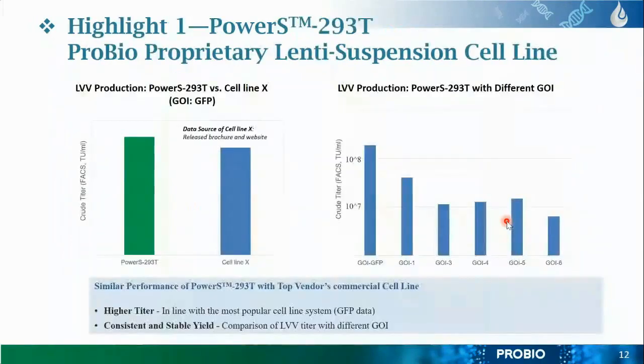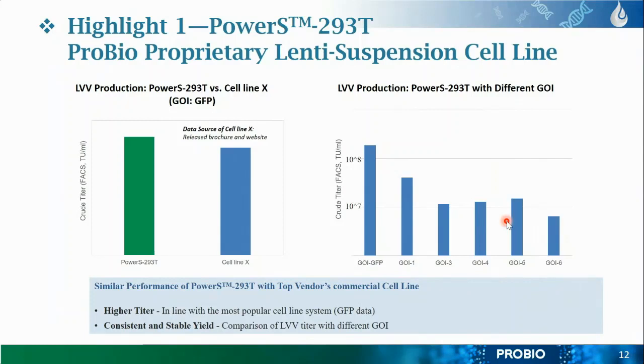So as I've mentioned, we have our in-house cell line. It's Power S, which is trademarked, a 293 cell. Here in the chart on the left-hand side, you can see the crude titer, in TU per ml, that the Power S293T, which is GenScript's in-house cell line, has a higher titer compared to the commercial cell lines.